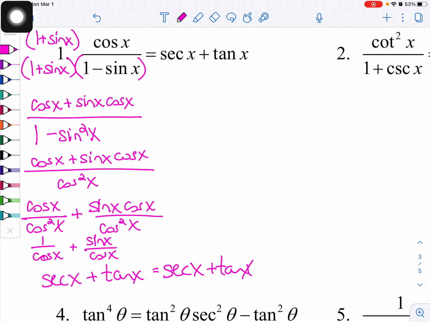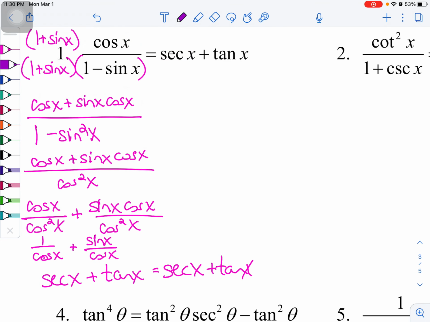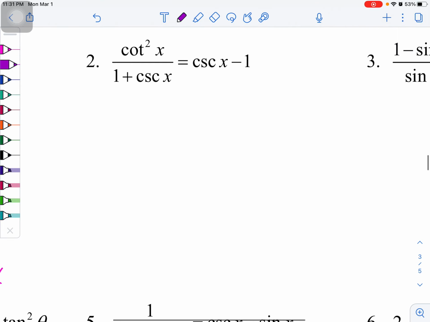So there's my verification. Now, it is absolutely possible to turn the right side into the left side. It won't matter to me. Just make sure that you show your work so I can see the steps.